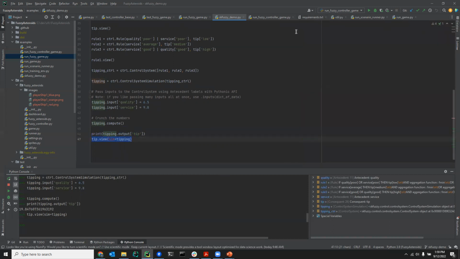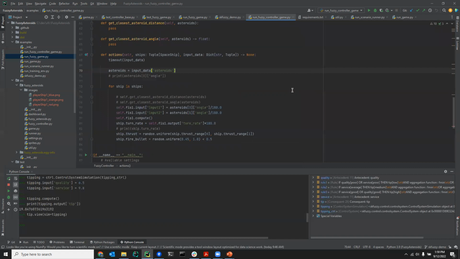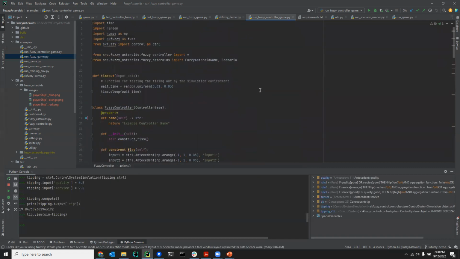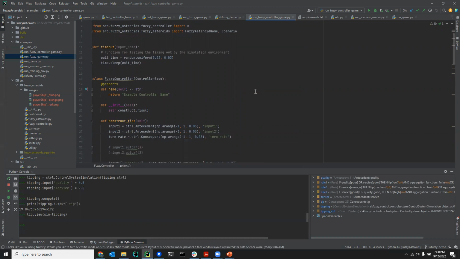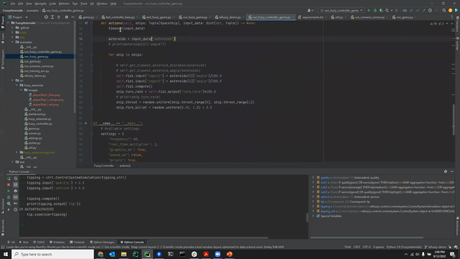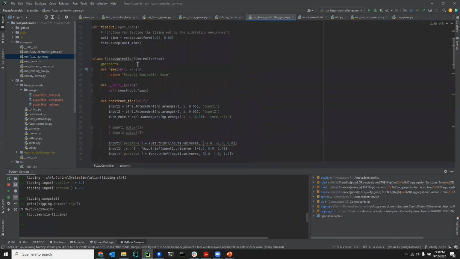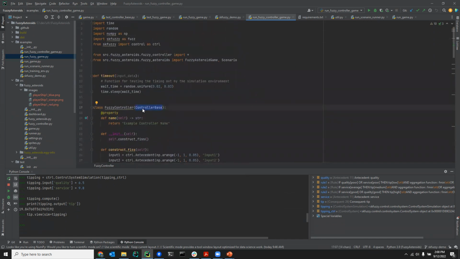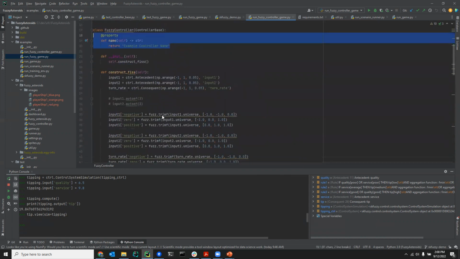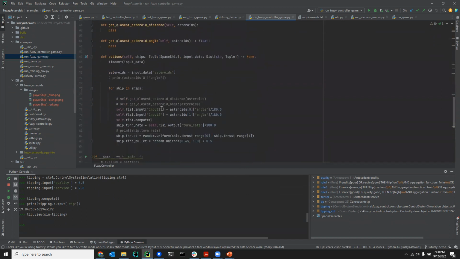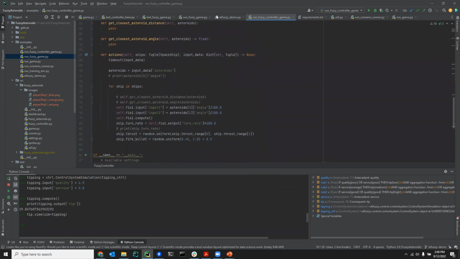Now let's take a look at how you might do that in Asteroid Smasher. So remember in Asteroid Smasher, we have to define our fuzzy controller using the actions function inside of the fuzzy controller class. The fuzzy controller class inherits from this controller base class. And so the two things you have to have are this name property and the actions property.